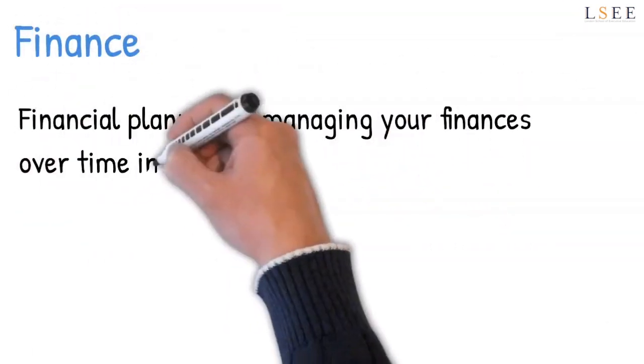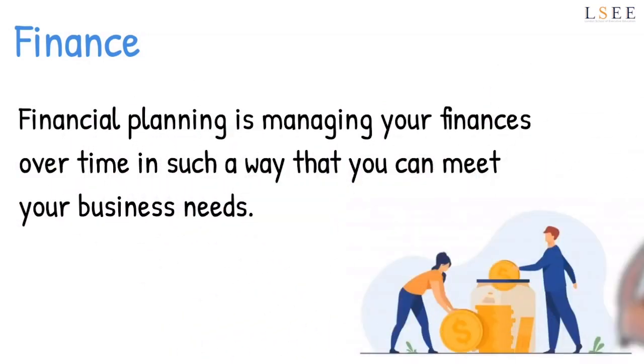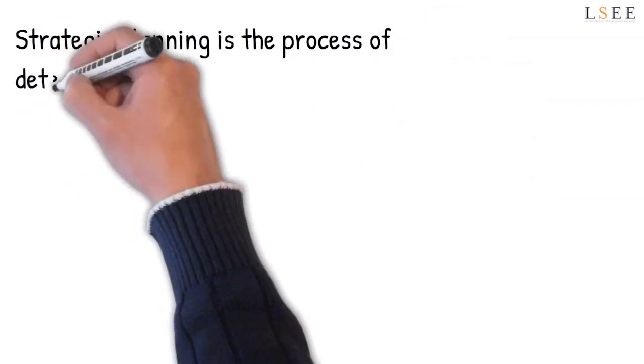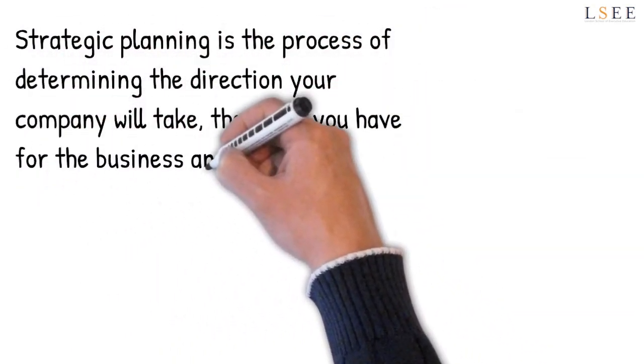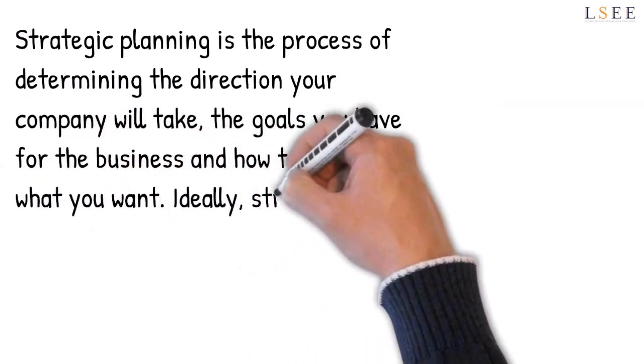Finance. Financial planning is managing your finances over time in such a way that you can meet your business needs. Strategic planning is the process of determining the direction your company will take, the goals you have for the business, and how to achieve what you want.